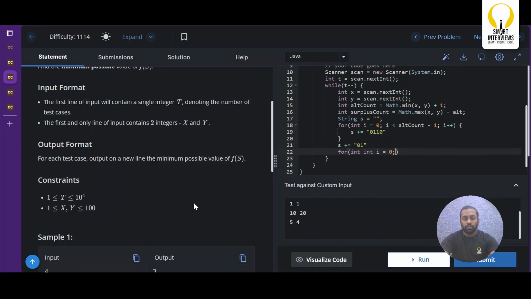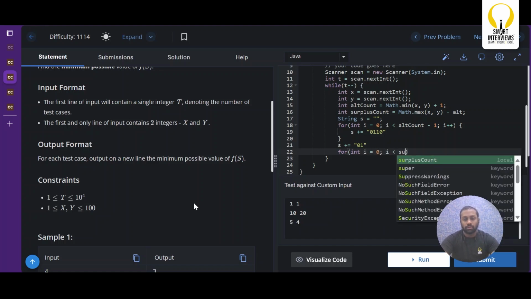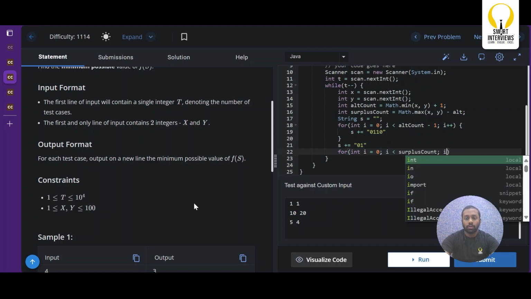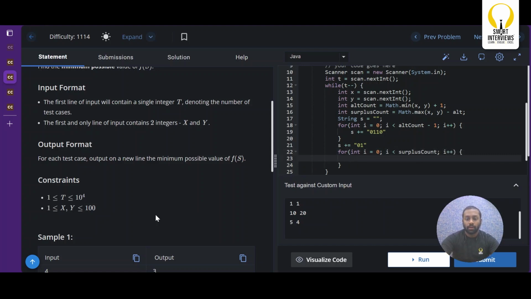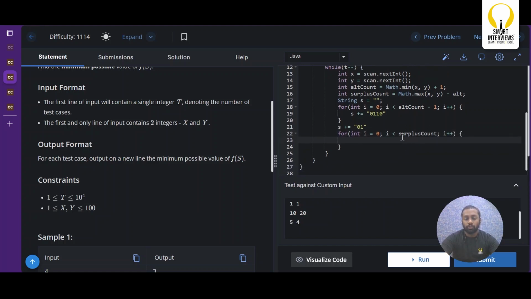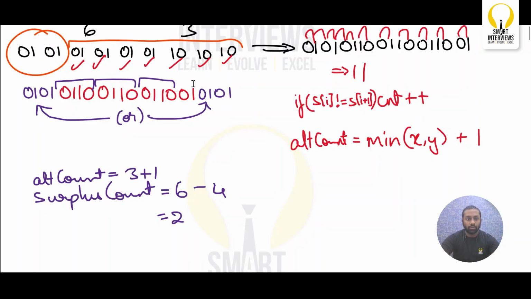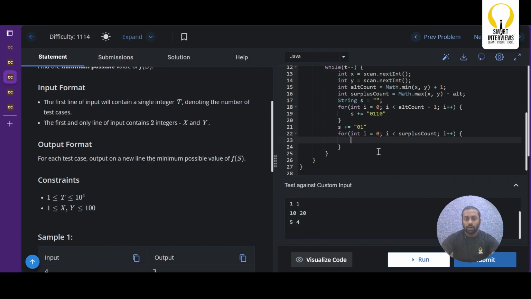So for int i equal to 0, i less than surplus count, i plus plus. And for surplus count number of times, what do I add? What did I add over here? I added 0, 1. So I am going to do the same thing. I'll add 0, 1 over here. With this, I have formed my optimal string.